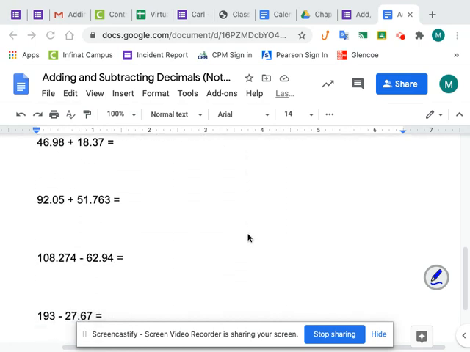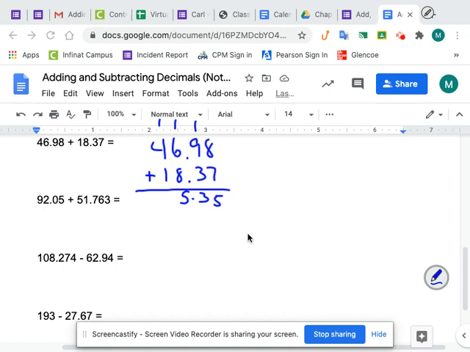So 46 and 98 hundredths, and I'm adding 18 and 37 hundredths. So 8 plus 7 is 15. 9 plus 1 is 10, plus 3 is 13. Bring my decimal point straight down. 6 plus 1 is 7. 7 plus 8 is 15. And then I get 6. So 65 and 35 hundredths ends up being the answer to my first example.